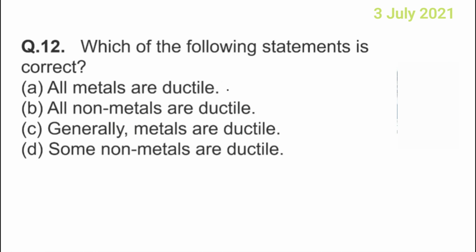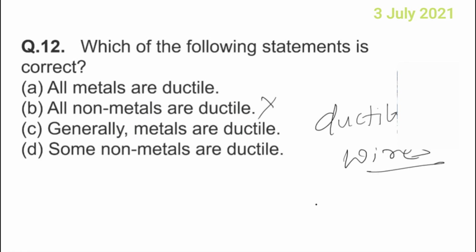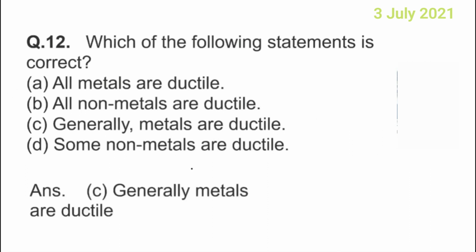Which of the following statements is correct? All metals are ductile. Appears to be correct. All non-metals are ductile. No. What do you mean by ductility? Ductility means the ability to be drawn into wires. You can draw wires out of the metal. So all metals are ductile is okay. Generally metals are ductile. So look at these options. Which one of these two is correct? Generally metals are ductile. Not all metals are ductile. Sodium is not ductile. So we have to opt for generally metals are ductile.